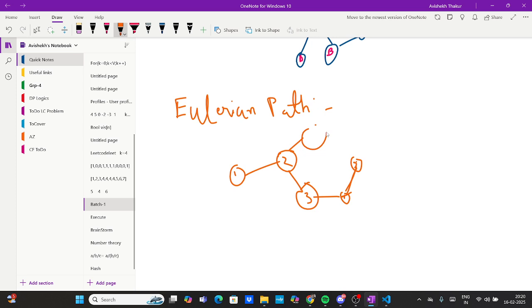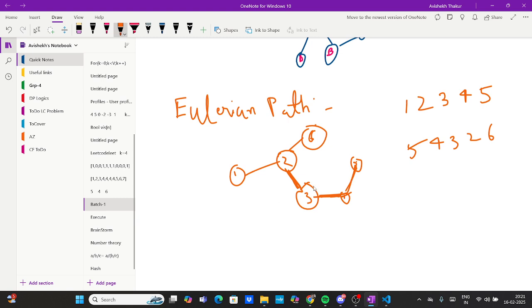But what about this? If I have to cover all the edges exactly once, and visit all the nodes, can I say this edge will be repeated twice? You go 1 to 2, 2 to 3, from 3 to 4, from 4 let's say you went to 5, but you have to visit 6 also, right? So you have to come back, there is no other way. So from 5 again you will come back and go. Can you see these are the edges which are repeated multiple times? So in that case, this is not an Eulerian path.